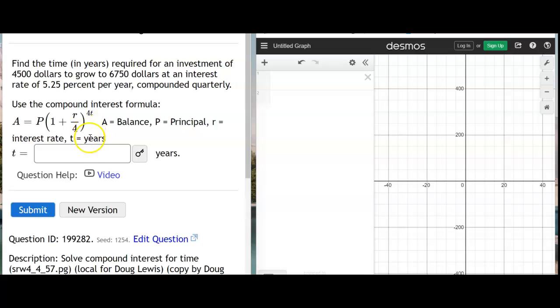Welcome to another application of exponentials and how to solve an application problem using Desmos by graphing. So let's read the problem here.